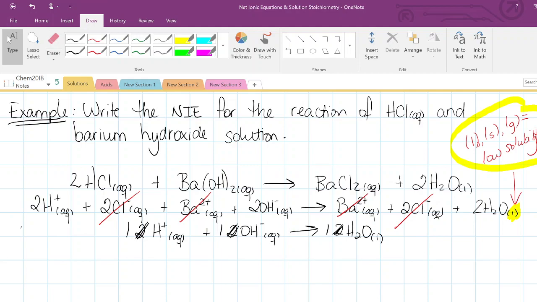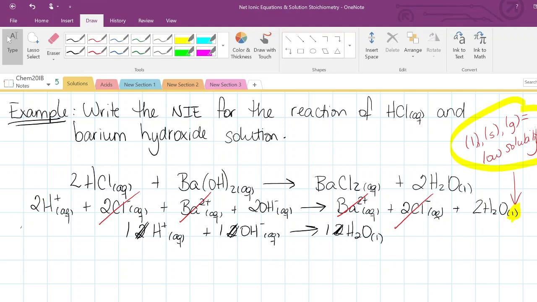I'm going to take this to the lowest common denominator. So it means I've got a hydrogen ion plus a hydroxide ion plus a water being produced. So that's my net ionic equation. The reason a strong base and a strong acid will neutralize each other is because the net ionic equation, what's actually driving the reaction forward, is the fact that these hydrogen ions and these hydroxide ions are forming water.